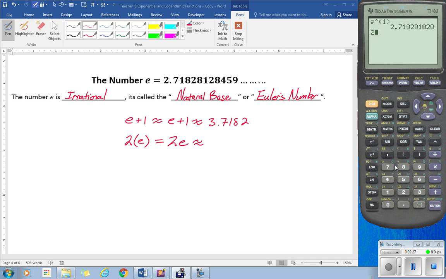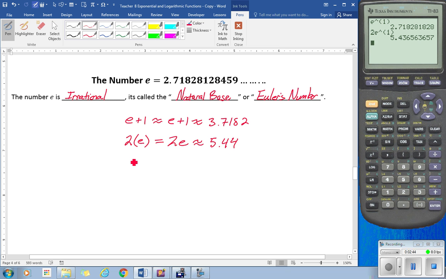And then 2e. Again, if you just want e, you just raise it to the first power, and we'll get twice as much as e there. So it's 5.44. All right, so we can take the square root of e. You can do whatever you want with e.